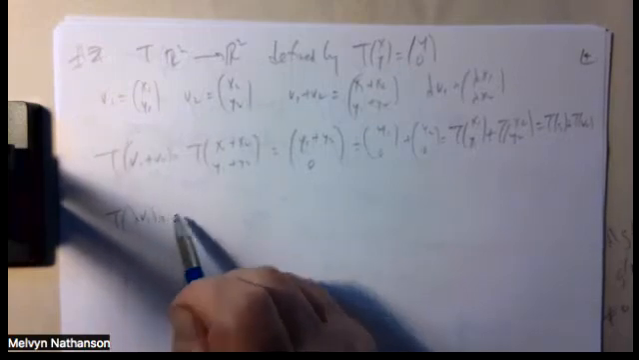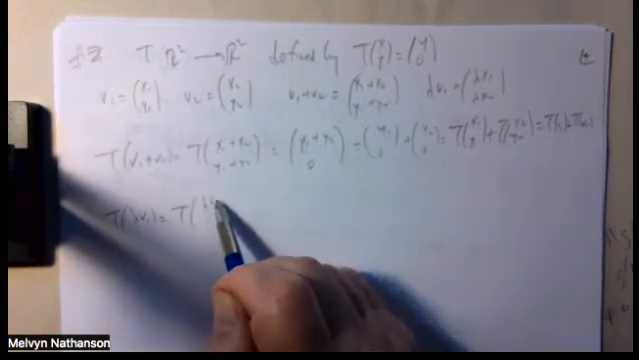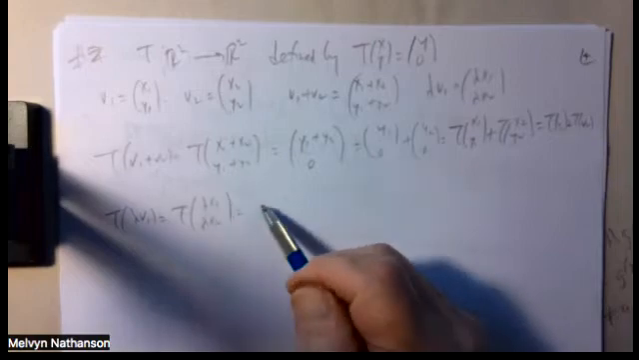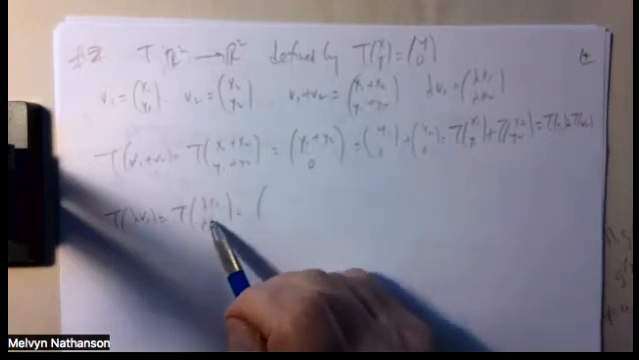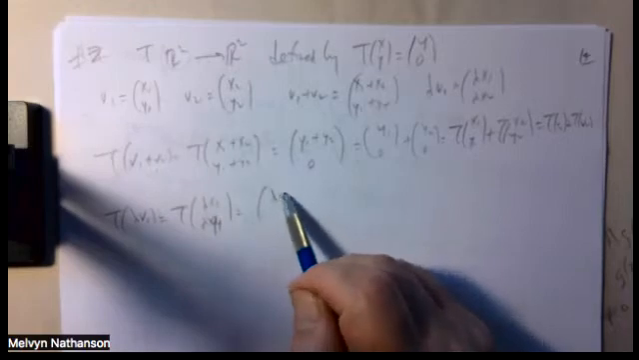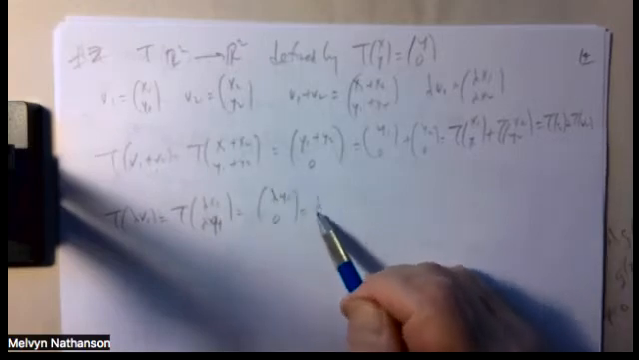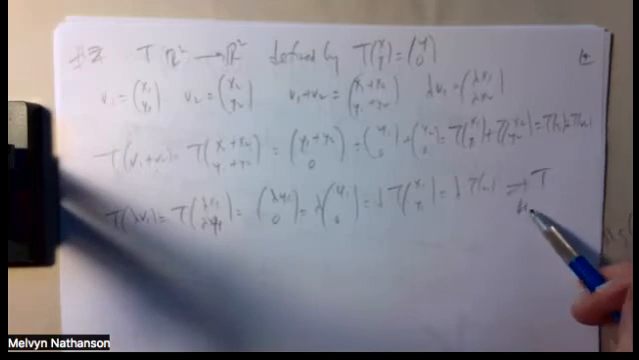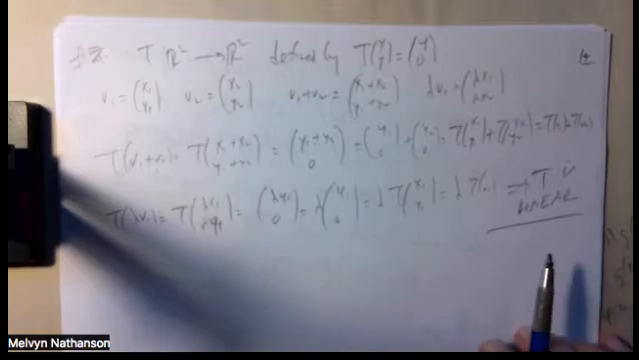T of lambda V1 is T of lambda X1, lambda Y1. That's lambda Y1, 0, which is lambda times the vector Y1, 0, which is lambda times T of X1, Y1, or lambda T of V1. So T is linear. It's a linear map, a linear transformation.